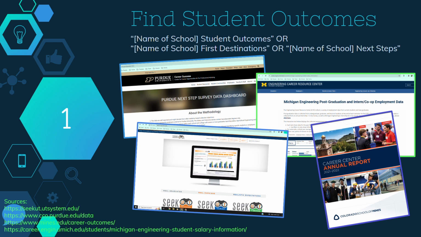But one thing to point out is that all this data is typically from the career centers, because they are the ones that are focused on getting students into careers after their schooling is done.